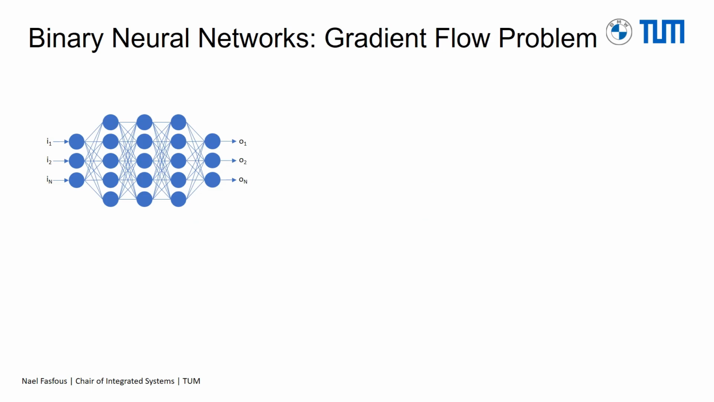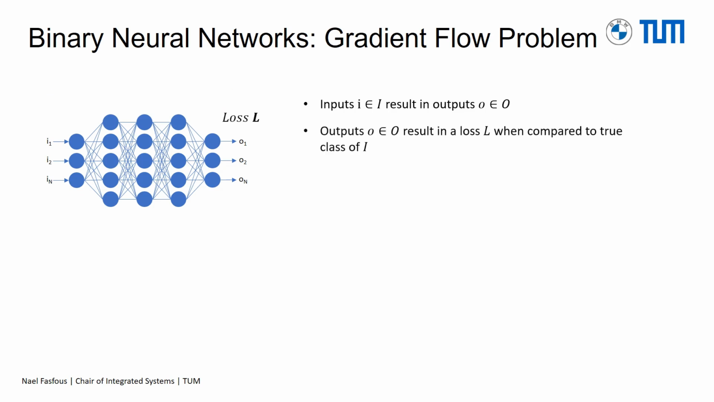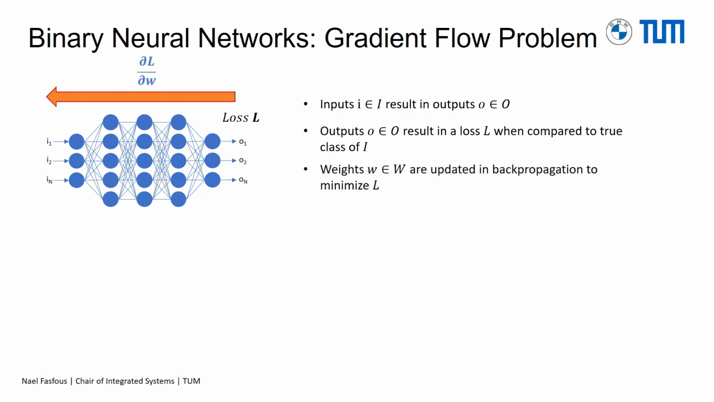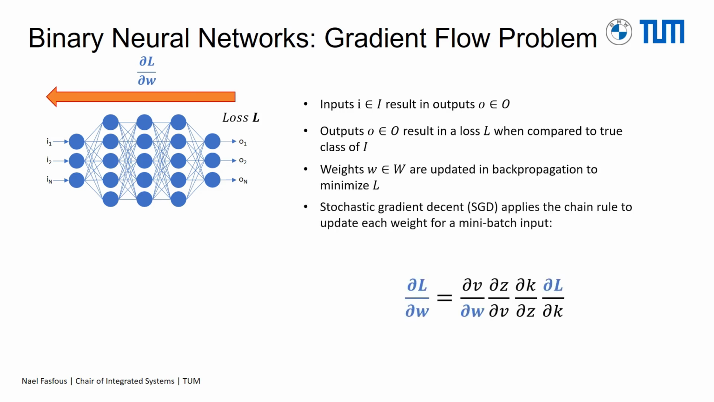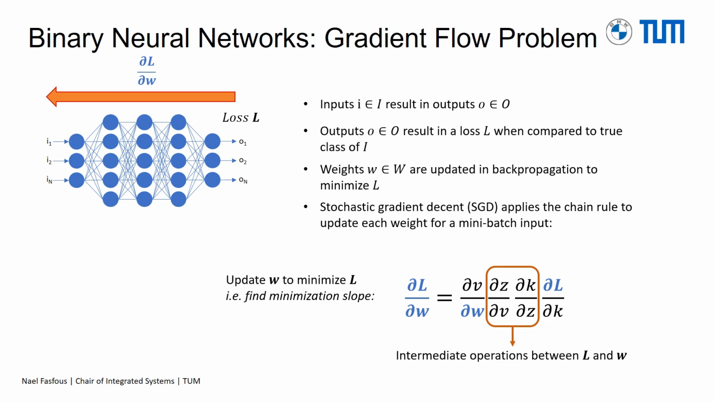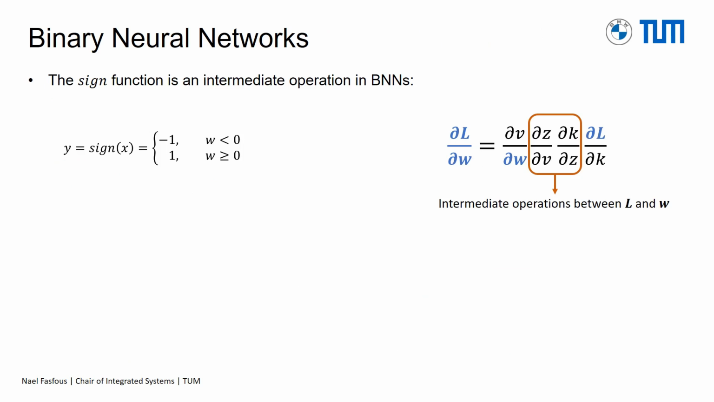To better understand this, let's take a look at one step of training. When we give a particular input, I, this results in output O from our network. Output O can be calculated against the label to compute a loss, and this loss can be used to update our weights in the backpropagation step. Now, backpropagation is performed with stochastic gradient descent, which applies the chain rule from the loss back to the weight that needs to be updated. And every operation that happens between the loss and the weight is involved in this chain rule, right? And what we would like to do is to update W to minimize L, basically finding the minimization slope.